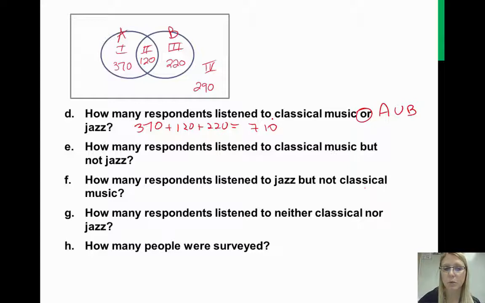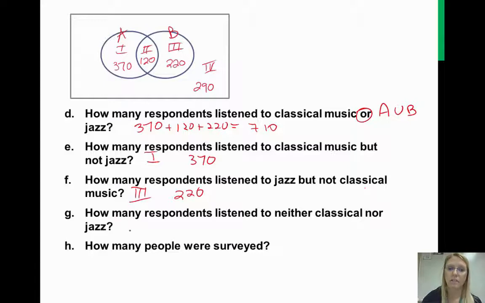Part E asks, how many respondents listen to classical music but not jazz? So really, this is dealing with the region of 1 because it's taking out region 2, because those people listen to jazz. So that is a total of 370 people. Likewise, in F, it's asking how many people listen to jazz but not classical music. So we're taking out region 2 from B, and it's just going to be region 3. So that's going to be 220 people.